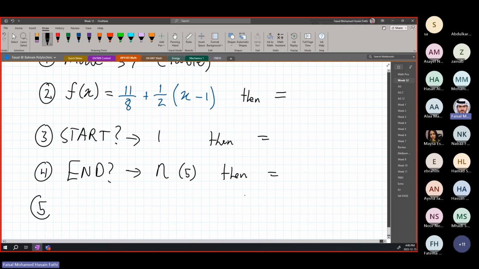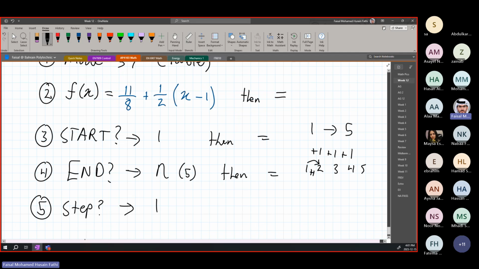Then it will say step. Step is always going to be 1 in an arithmetic sequence. What does step mean? Step means going from 1 to 5. If you put 1, that means it's going to do plus 1, plus 1, plus 1, meaning it's going to go 1, 2, 3, 4, 5. That's what the step means. You will add 1 again up to 5. All you need to know is you should keep it as 1. Then you will hit equal and you will get a table.